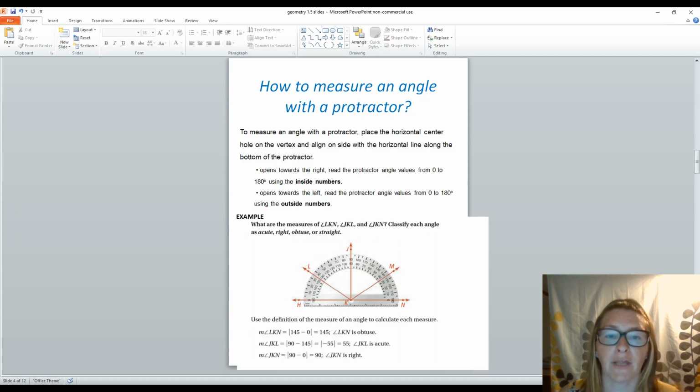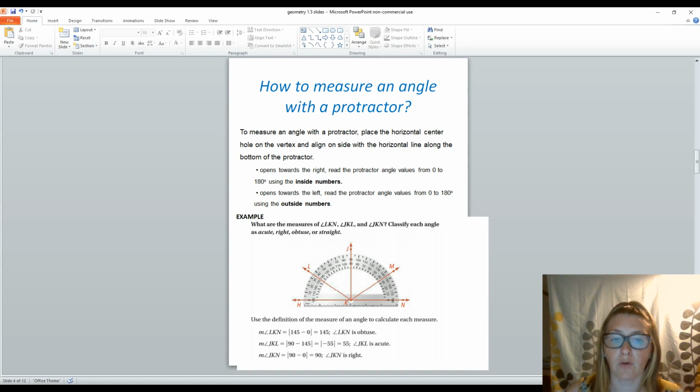All right, how to measure an angle with a protractor. It is a little funny about our protractor because you can see we go from 0 to 180 on the top from left to right, but then we also go from 0 to 180 from right to left. So when to use which side?